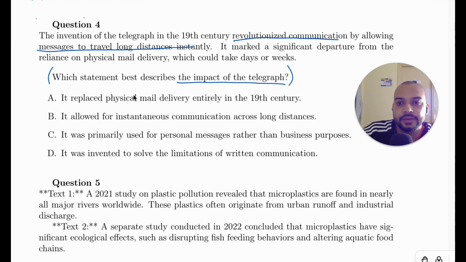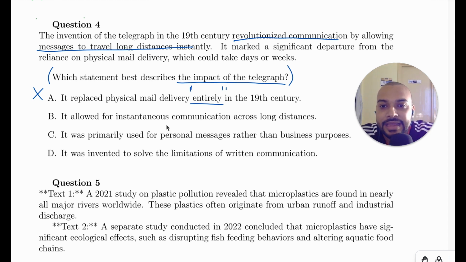Option A: it replaced physical mail delivery entirely in the 19th century. Very important to focus on this word, entirely. This is what gives it away. Otherwise, this would have been a good candidate for being the correct answer. But nowhere has it been mentioned that it entirely replaced physical mail delivery. So option A is wrong. Look for these extreme words. These extreme words would give it away, whether it's correct or not.